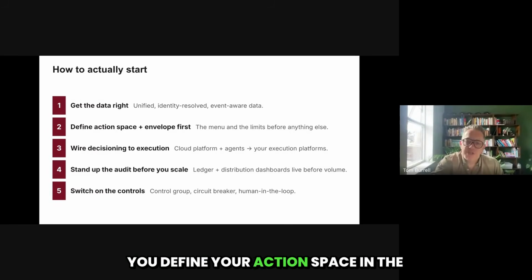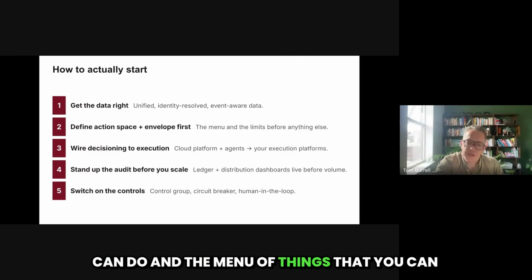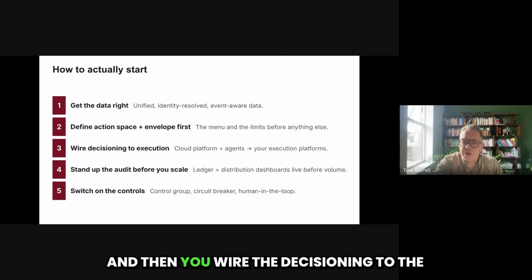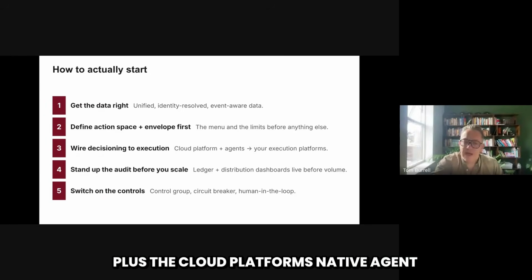You define your action space and the envelope first, like the limits of what you can do and the menu of things that you can do. So it's effectively your strategy, basically, right? It's your strategy. And then you wire the decisioning to the execution platform. So cloud platforms, plus the cloud platform's native agent capability, wire that to your execution platforms.